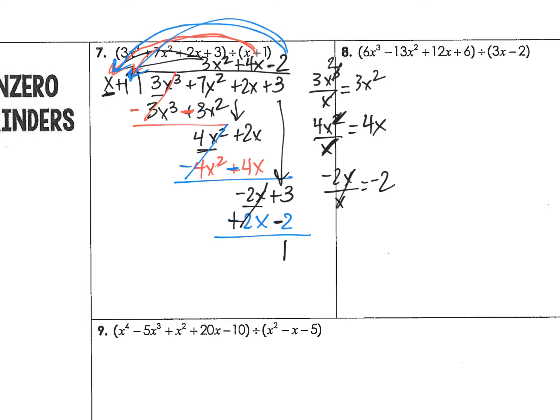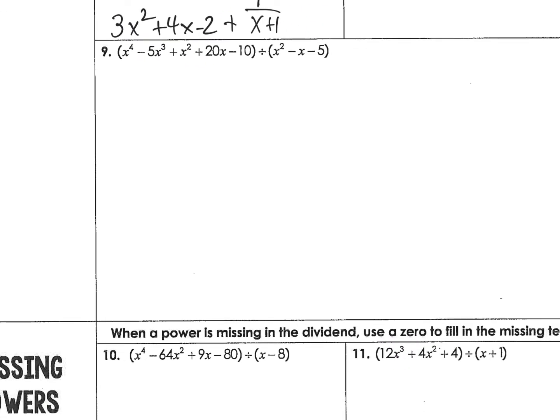So how do we write that? We start with what's there, 3x squared plus 4x minus 2 is here, and then we write it like we did on the previous page. If you remember, that's what's going to happen here. Whatever's left over here, which is 1, goes over this. So 1 over x plus 1. All right, so let's do another one.